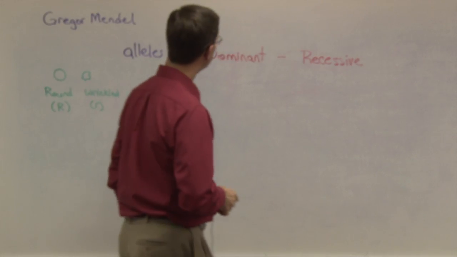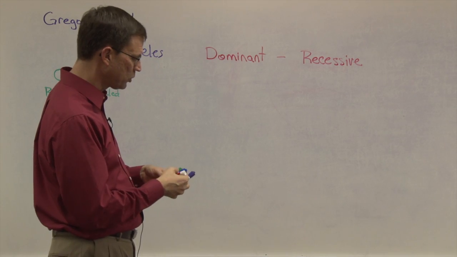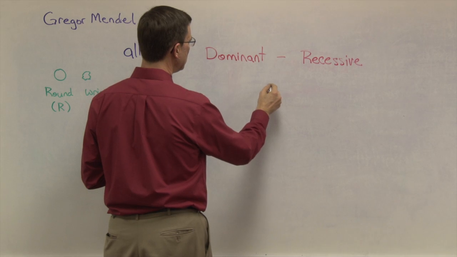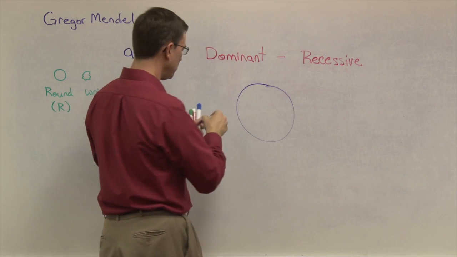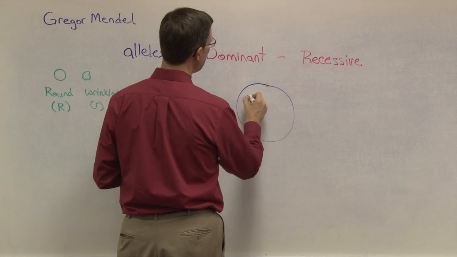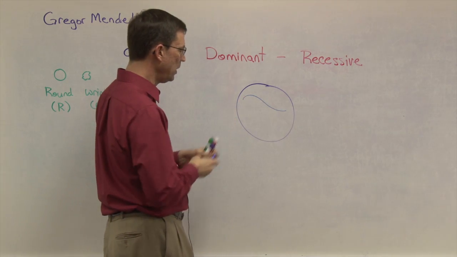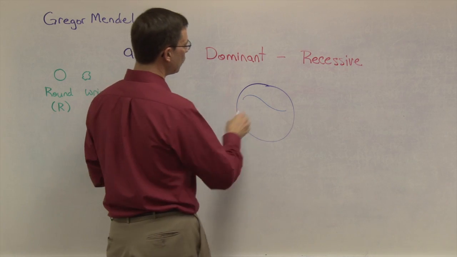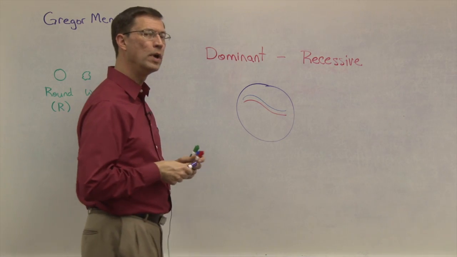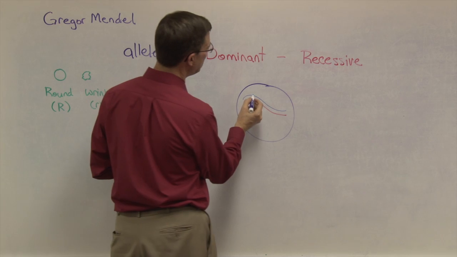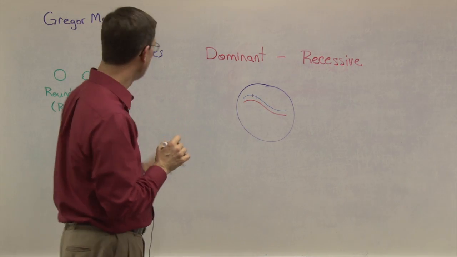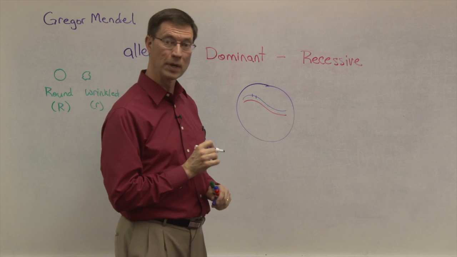Now let's go back and talk just for a minute about what's inside. Remember, inside the nucleus we have the chromosomes, and there could be a chromosome coming from the one plant in this case and a chromosome coming from another plant, and at a particular point along that chromosome would be a gene. So let's say the gene right between here and here is the one that determines whether the peas are going to be round or wrinkled.